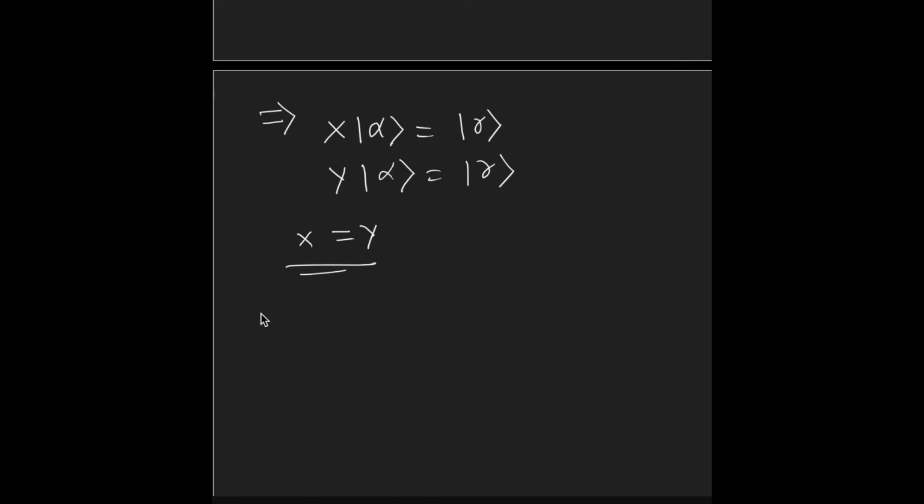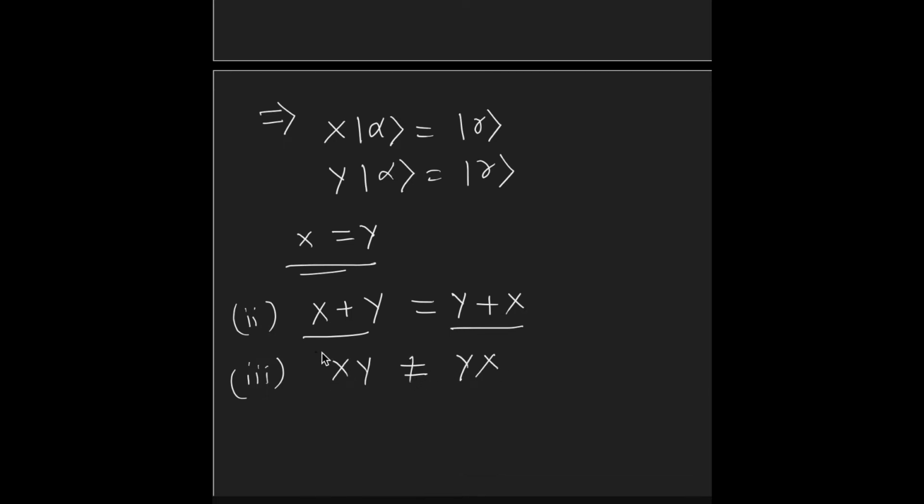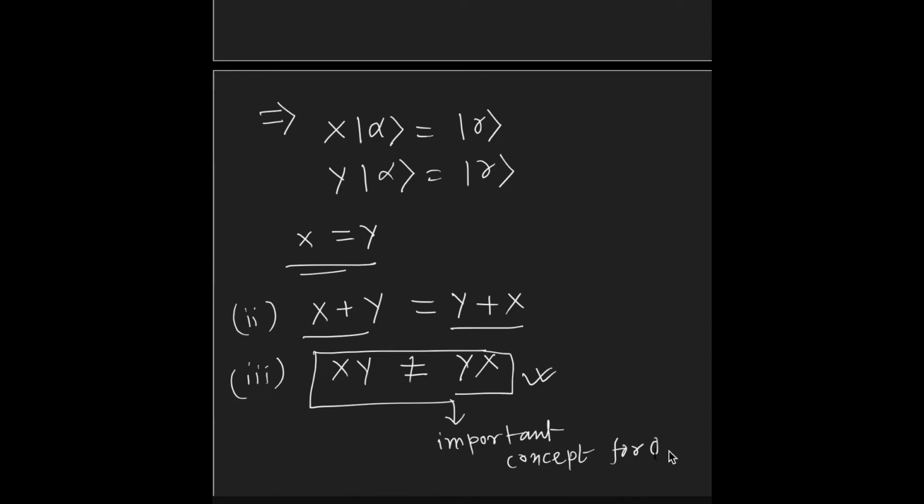Now there are some other postulates related to the operator. First, the addition of two operators is commutative. That means x plus y equals y plus x. But the multiplication of operators, in general, is not commutative. This is a very important concept for quantum mechanics.